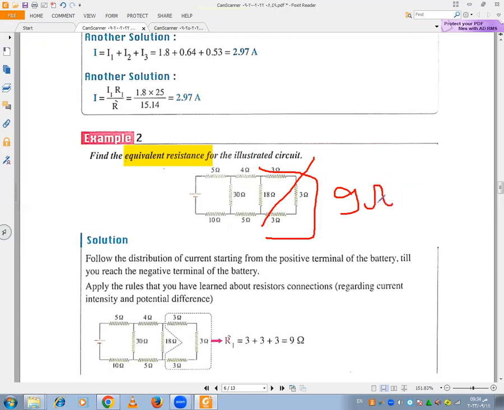Now 9 ohm and 18 ohm are connected in parallel connection. So we must draw the resistance like this, equal to 9 ohm. If you want to get the equivalent resistance of these two resistances, 9 and 18 ohm, you will get 9 times 18 divided by 27.